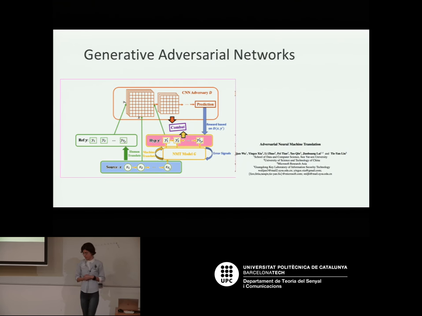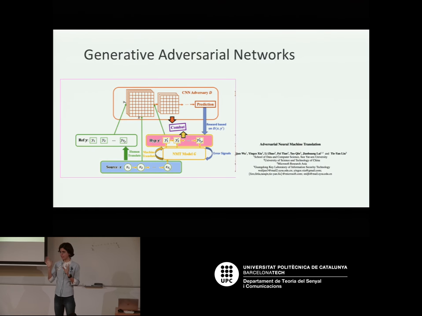Another concept that has been applied recently to machine translation, but is still under development, are these generative adversarial networks. Okay, that is a very hot topic, and very difficult to train. But the idea of generative adversarial networks is that you put two networks to compete. You have one network that makes your translation, in this case. And then from this translation, you want to discriminate if this is a machine translation or a human translation.